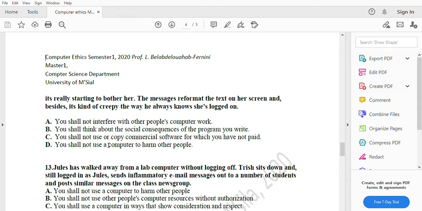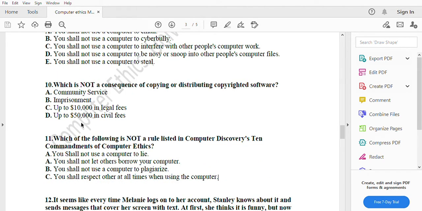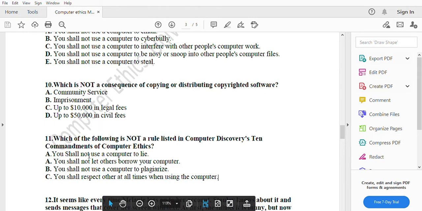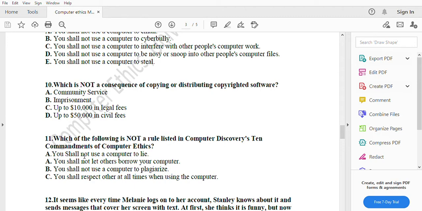B, imprisonment. And then C, up to $10,000 in legal fees. Or D, up to $50,000 in civil fees. So you have to decide here which one, and obviously it's A.